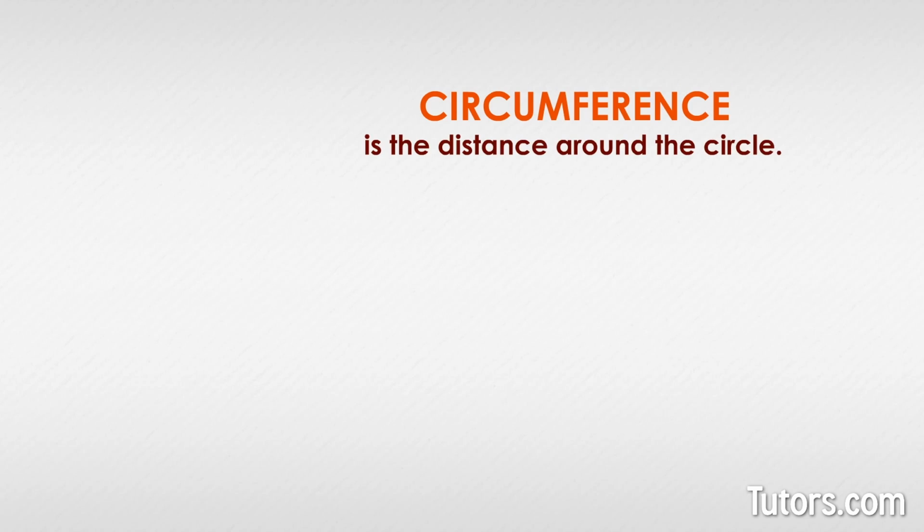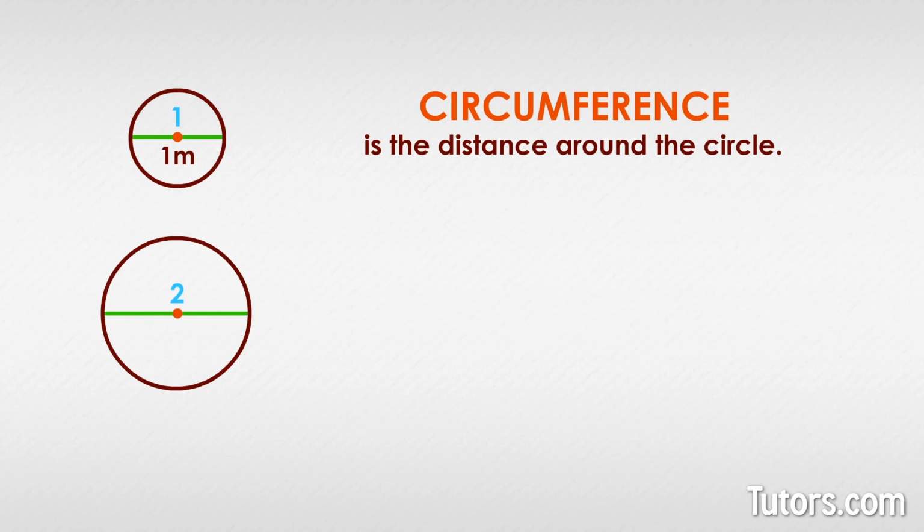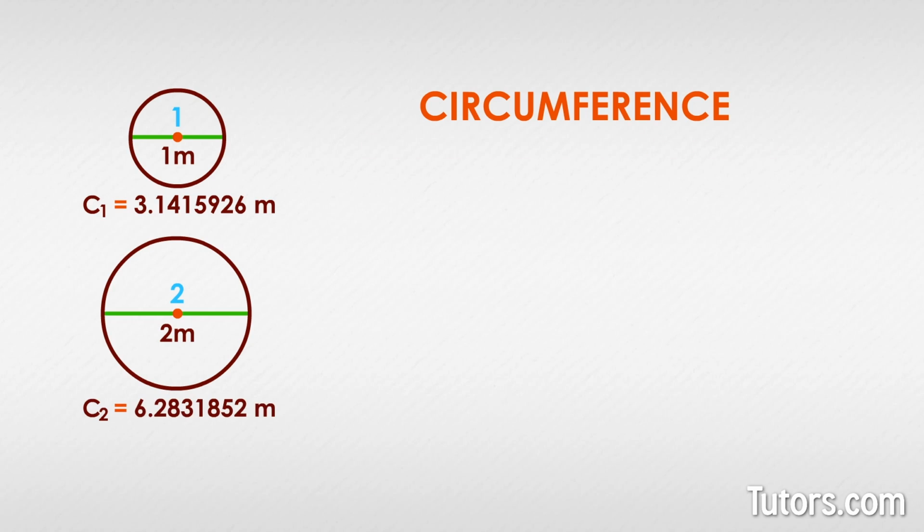Let's take a look at the ratio of the circumference to diameter in a couple examples. Here is circle 1, with a diameter of 1 meter, and circle 2, with a diameter of 2 meters. The distance all the way around circle 1, the circumference of the circle, is 3.1415926 meters. The circumference of circle 2 is 6.2831852 meters. To form the ratio of the circumference to diameter, we divide the circumference by the diameter.